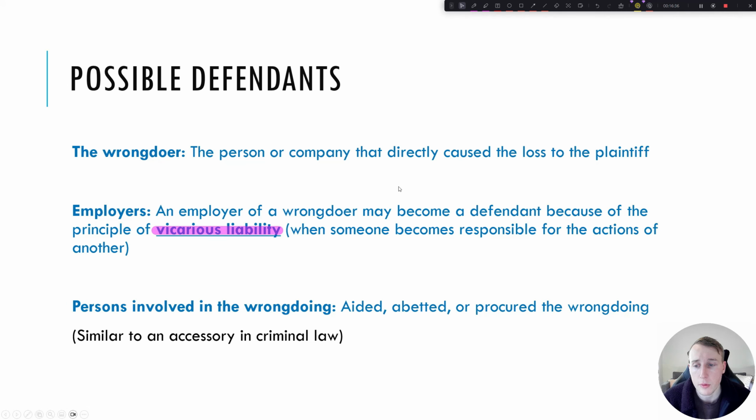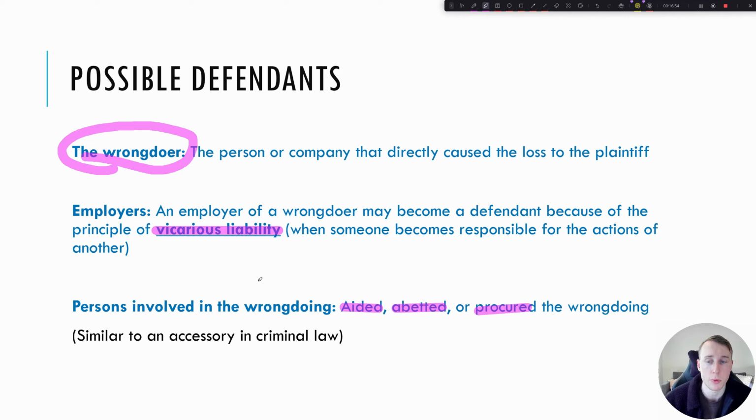And lastly, we have other persons involved in the wrongdoing. So obviously we might have the main person who was a part of the defamation case, but just remember that there also can be people that have aided, abetted, or procured in the wrongdoing, and they can be held a little bit responsible as well, which is really important to know.